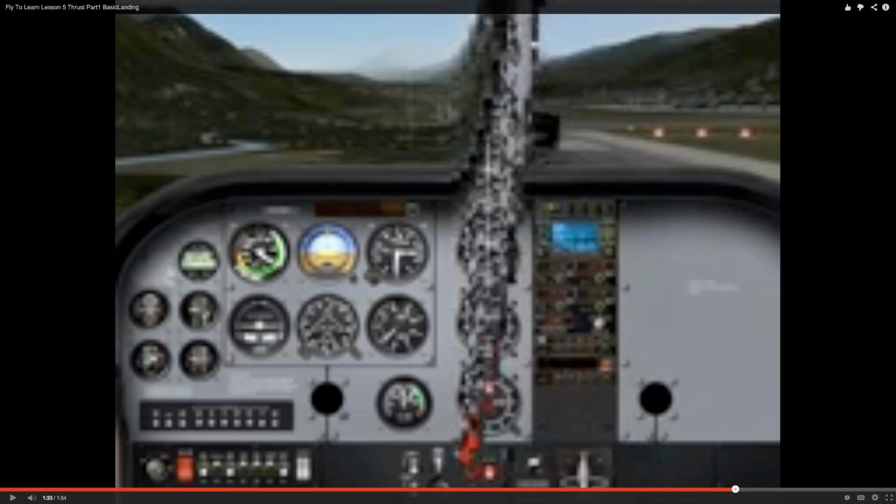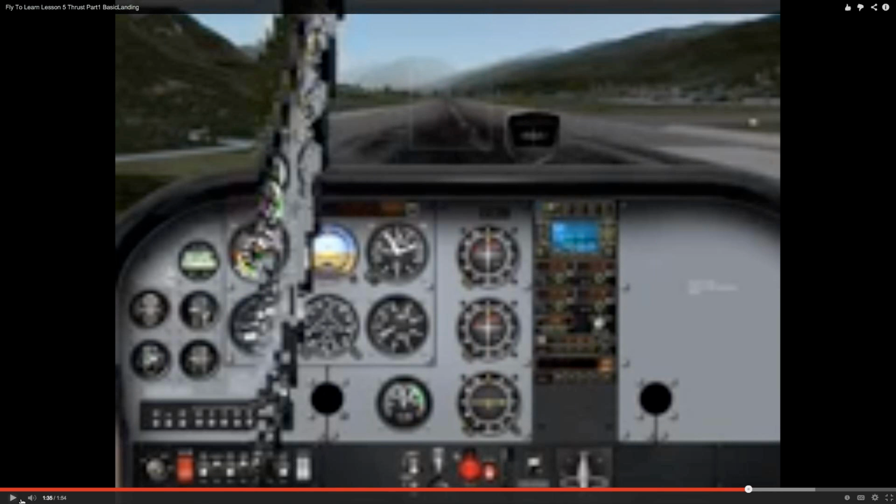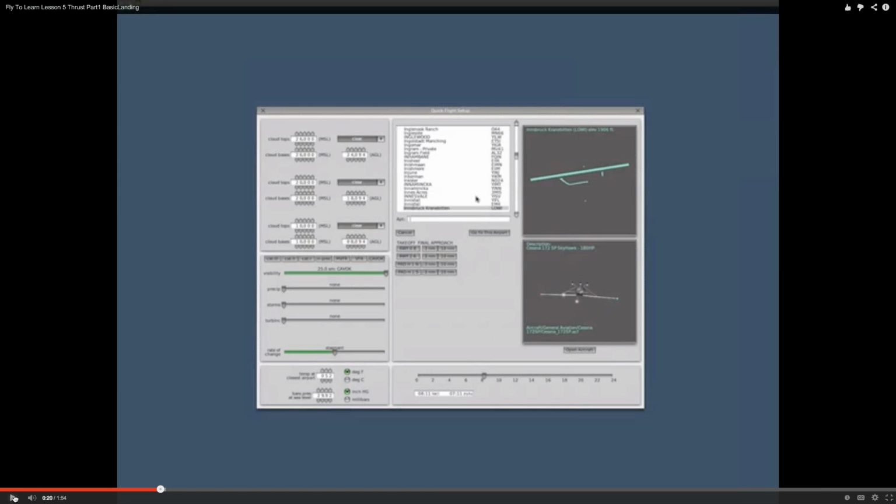Have you seen what happens when you click on 3 nautical miles, Brendan? I don't have that on mine because I still have the demo version. It's in the demo version also. It's under your quick flight setup. Let me show you. You see this screen? Right here where it says takeoff, final approach. It's in your quick flight setup.